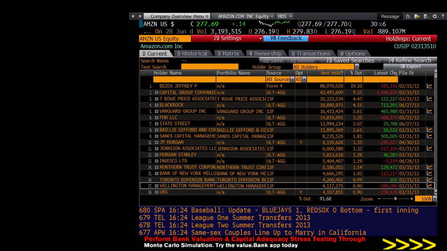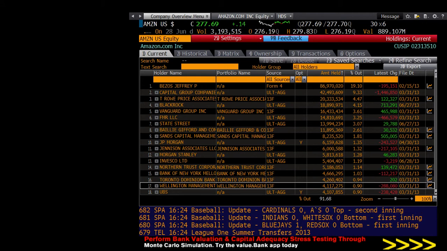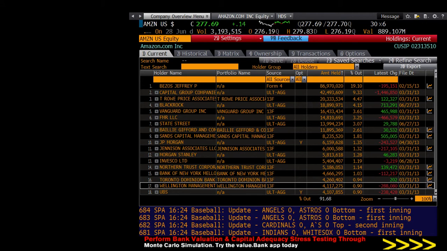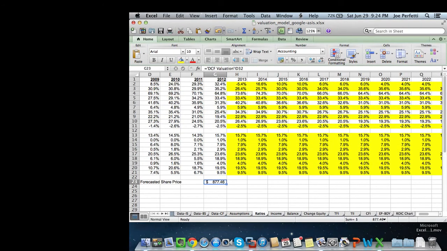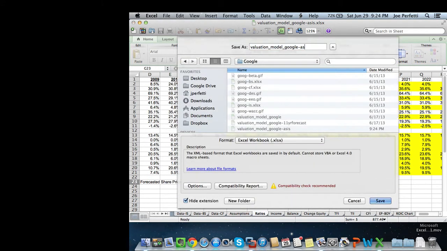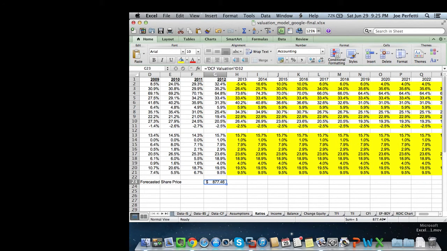Right? But again, that's beyond the scope of what we're trying to do for Google. We're just trying to do the as-is valuation of Google. Right? So now I want to do what I'll call the final valuation of Google. So here's how we do the final valuation. So I'm going to save my as-is. File, save as, hyphen, final. Okay. So I now have my final valuation.